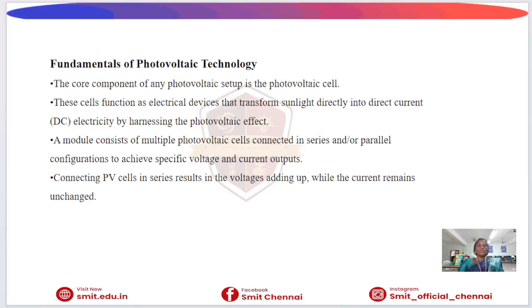The photovoltaic cell is the fundamental building block of any solar power system. It is an electrical device that converts sunlight directly into direct current or DC electricity through the photovoltaic effect. When sunlight falls on the cell, electrical energy is generated without any moving parts. This direct conversion process makes solar energy a clean and reliable source of power.